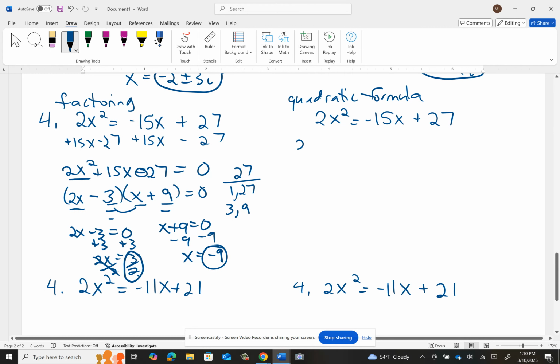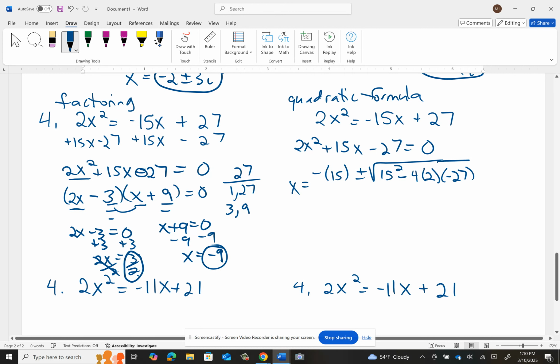All right, for the quadratic formula, if you approached it that way, you would have still had to add 15x and subtract 27. Then you would have plugged into the quadratic formula. So it's the opposite of 15 plus or minus the square root of 15 squared minus 4 times 2 times negative 27, all of that over 2 times 2. All right, so that would be a negative 15 on top of 4 down here.